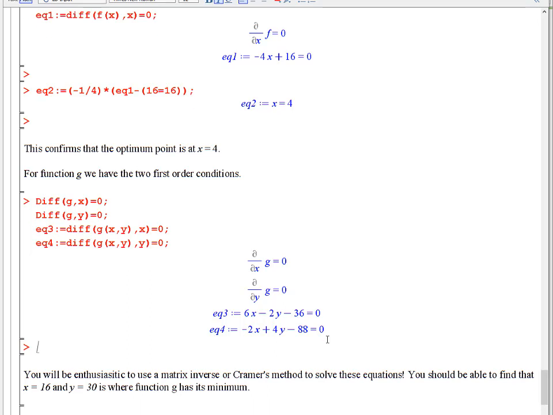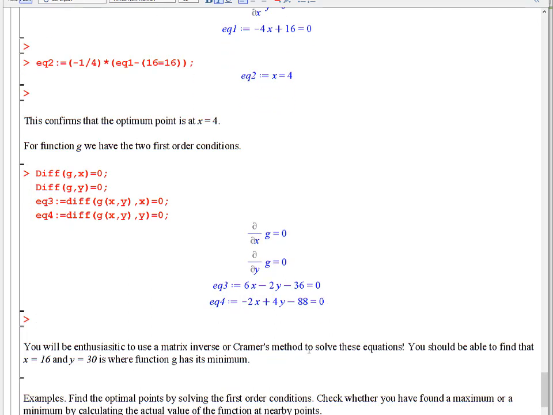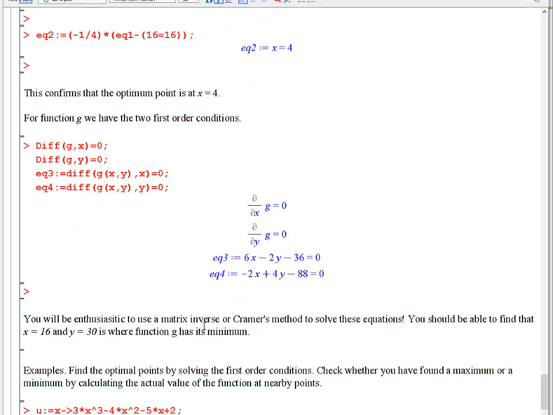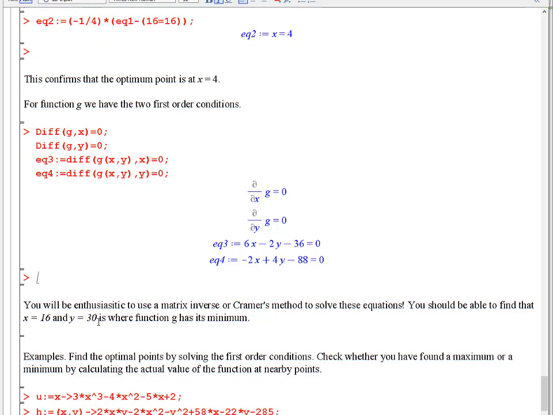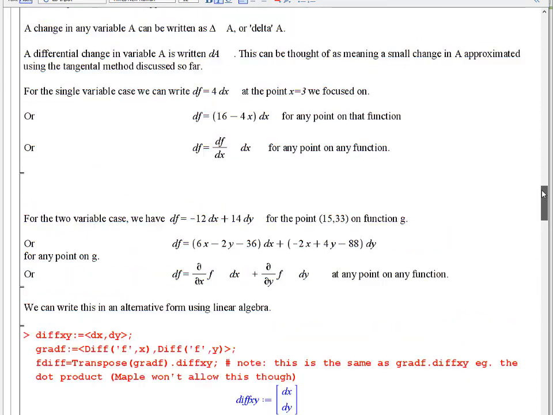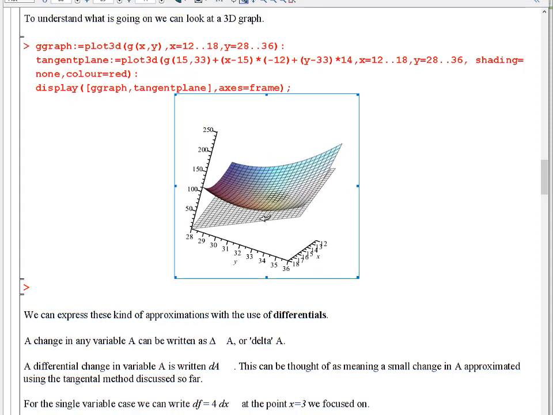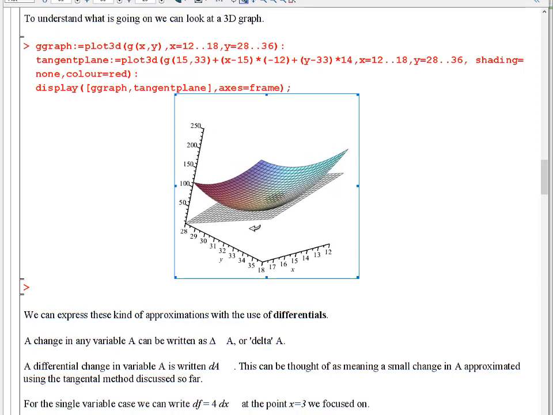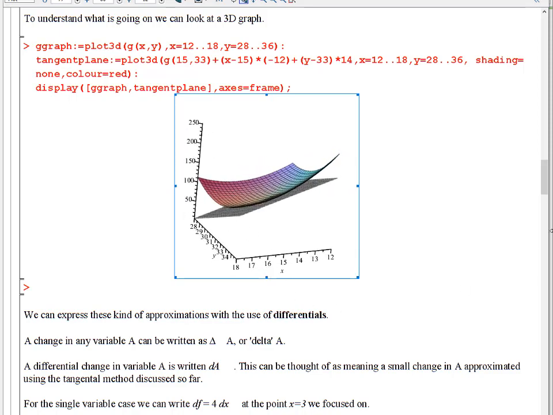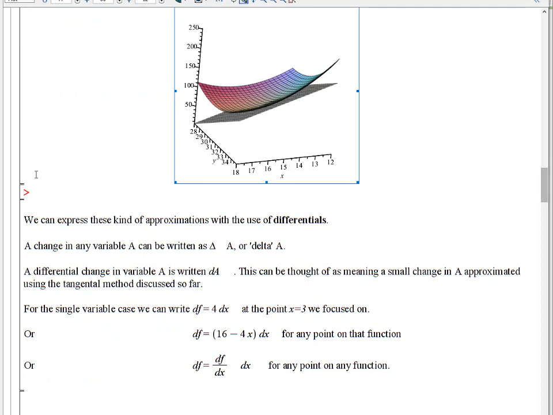So here you're going to have to use simultaneous equations. So you can have elimination, substitution, or now you'd really love to use matrix inverse or Cramer's method, which could solve these. However you do it, you can find that x is 16 and y is 30. And if you have a quick look back at that graph, y is 30 and x is 16 is indeed where this comes to the minimum point. It's not easy to see, it's about here. That's where it reaches the minimum. Okay, so it does work. We can now hide this section.